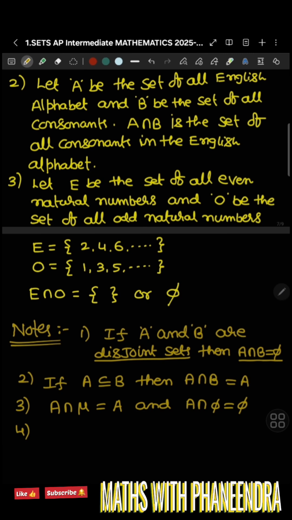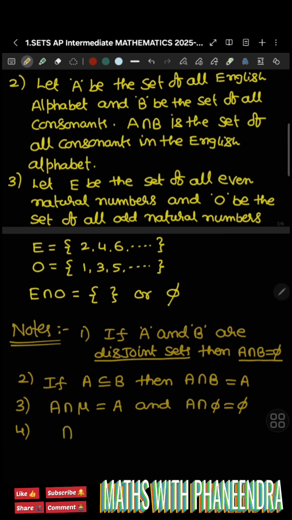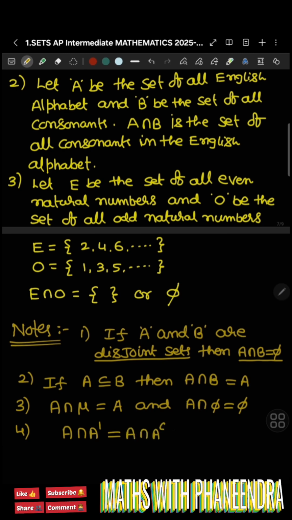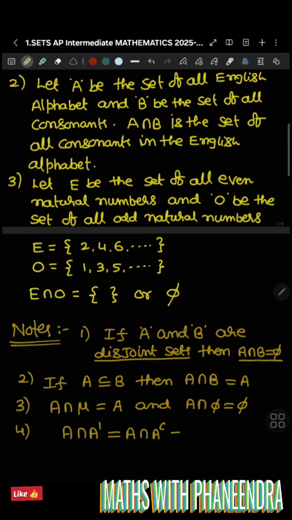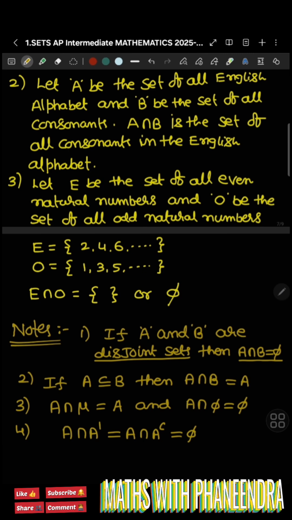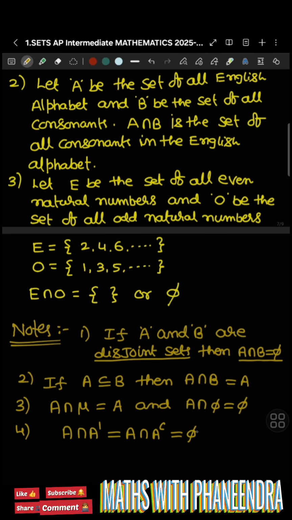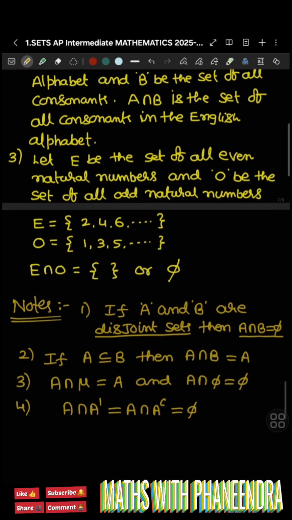Okay. And next, another example. A intersection A complement, or we can write like this: A intersection A^c is also equal to ∅. But A union means what? A union A dash, it will be equal to universal set, but intersection case is null set. Okay, dear students, we'll move to another concept.